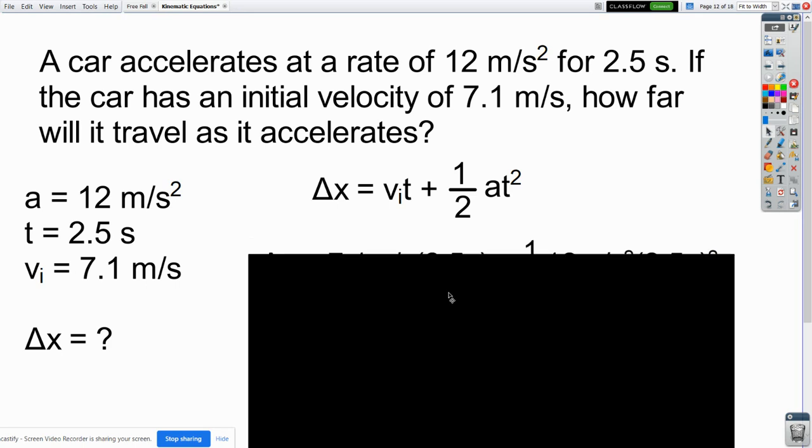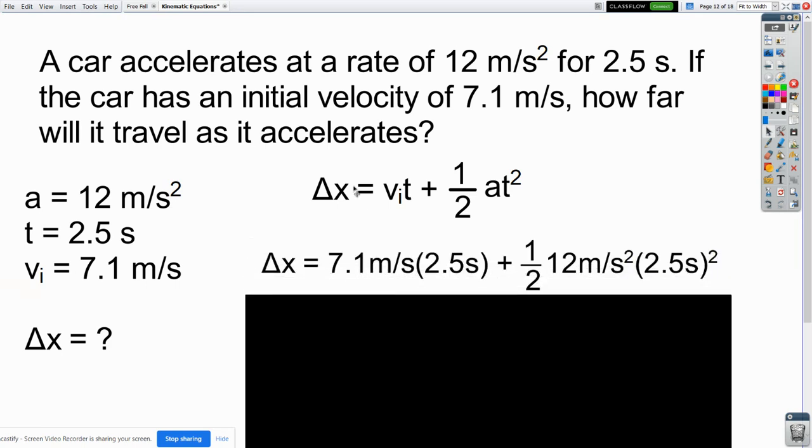So let's substitute. Delta x is our variable. Vi is 7.1. T is 2.5. Plus 1/2, don't forget the 1/2. You could put it in as 0.5 if you want to. A is 12 meters per second squared, and t again, 2.5. t is in here twice.